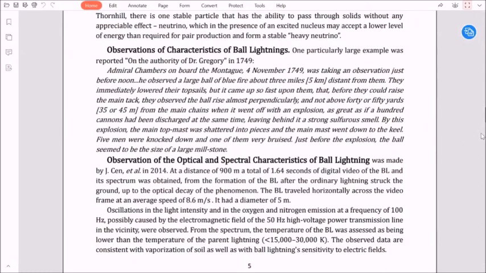Oscillations in the light intensity and in the oxygen and nitrogen emission at a frequency of 100 Hz, possibly caused by the electromagnetic field of the 50 Hz high voltage power transmission line in the vicinity, were observed. From the spectrum, the temperature of the ball lightning was assessed as being lower than the temperature of the parent lightning, less than 15-30,000 Kelvin. The observed data are consistent with vaporization of soil as well as with ball lightning sensitivity to electric fields.